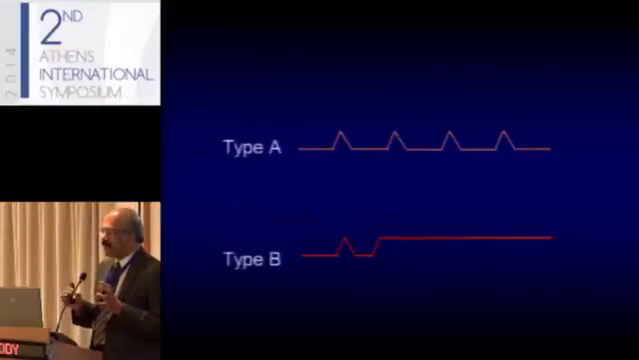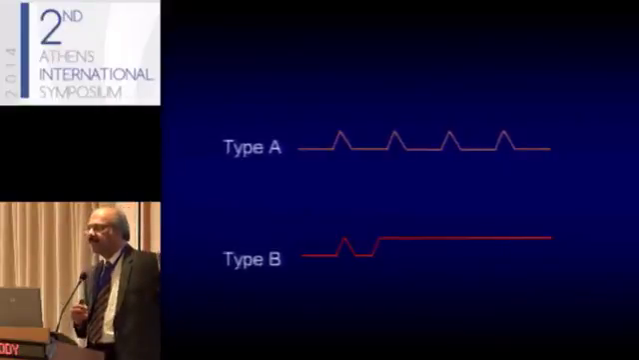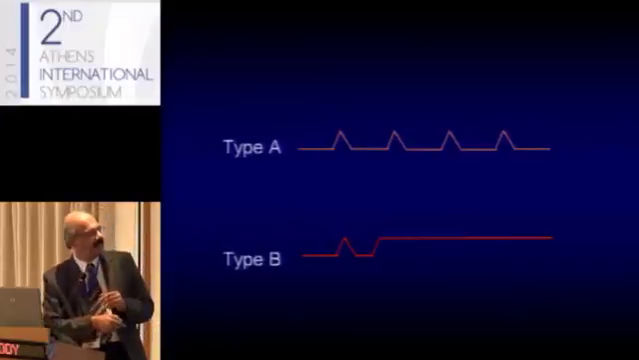What is again important to remember is that patients with recurrent abdominal pain ultimately develop continuous pain. So we actually categorize them into type A when it's recurrent, and type B when it becomes continuous.